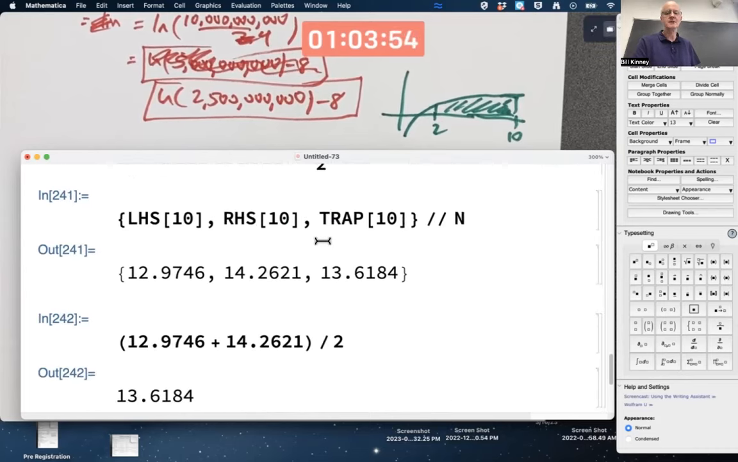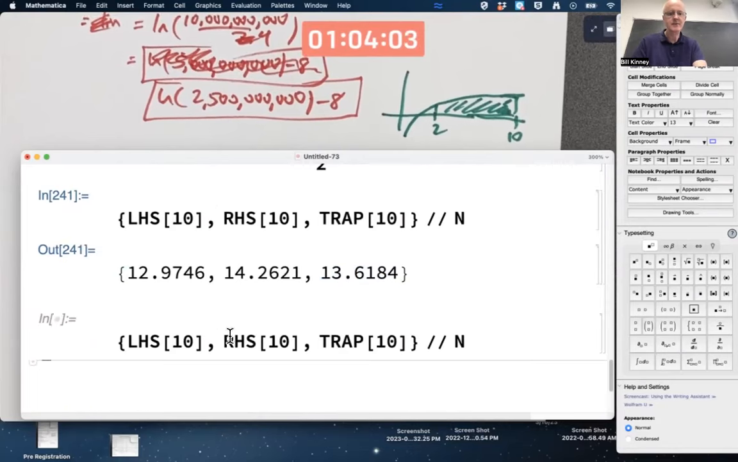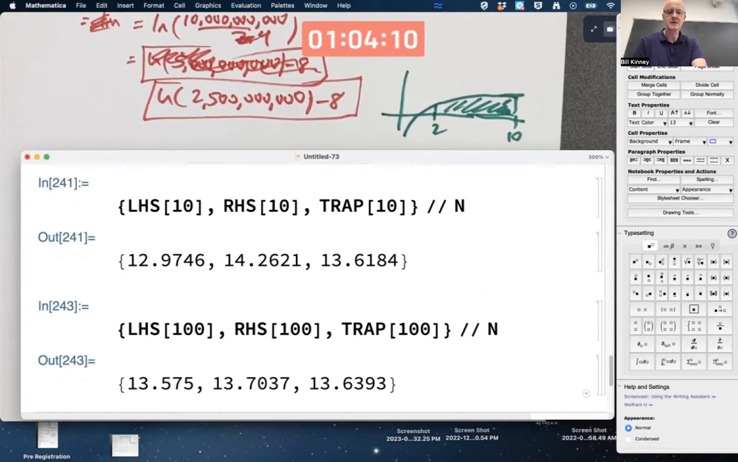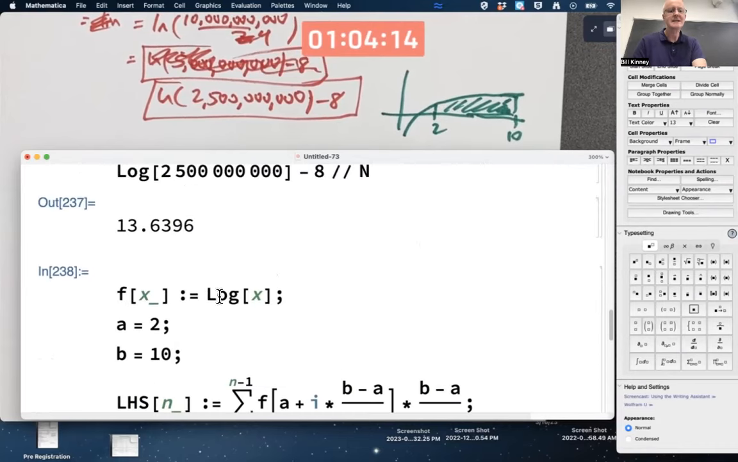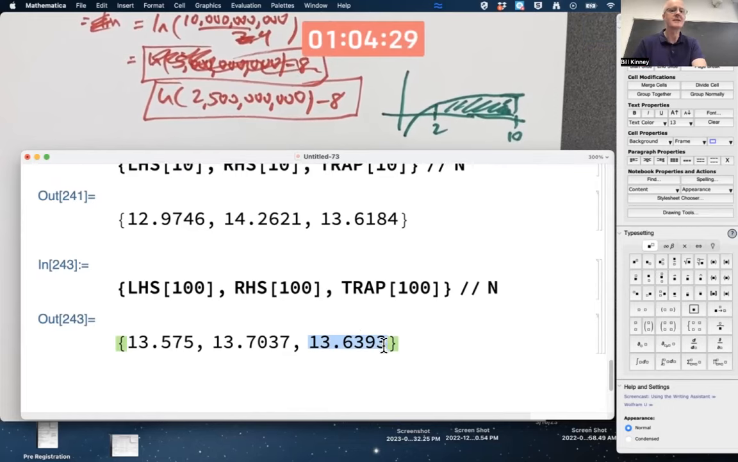And if I do a bigger value of n, like n equals 100 instead of 10, I bet the trapezoid one's really close. 13.6393, when the right answer was 13.6396. We're within 0.0003 of the answer. These summations are approximating the limit.